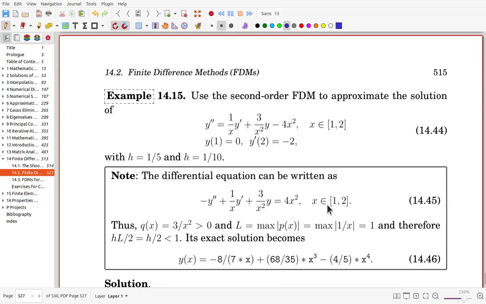Okay. Now let's see an example. Use the second order finite difference method to approximate the solution of this problem.